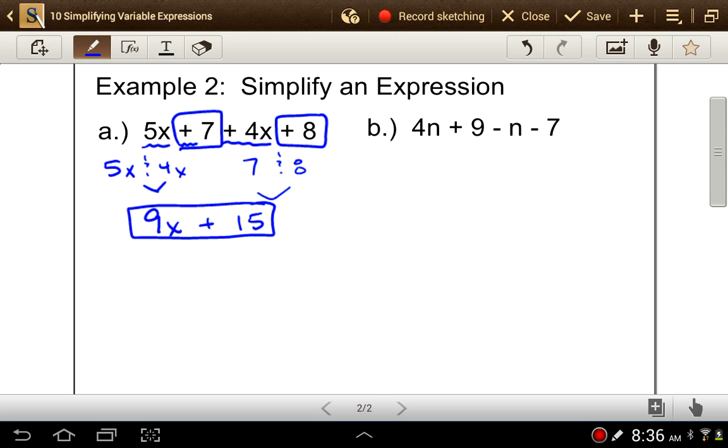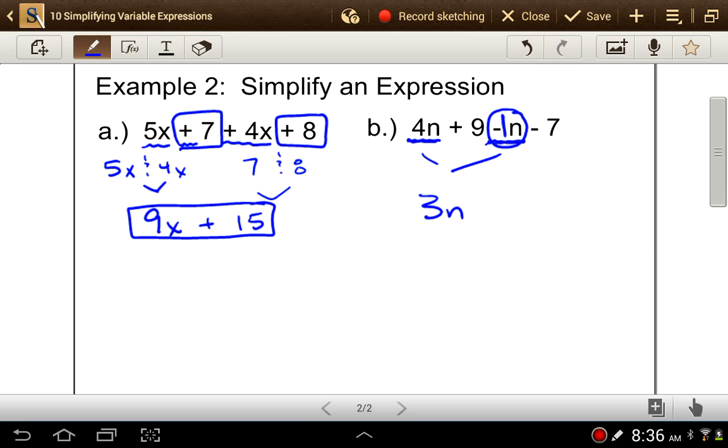Okay, and B. So let's look at our like terms. I have a 4n, and then I'm subtracting an n. Remember, there's a 1 in front of there. If there's no number, that means we only have one of them. That's why we just put the n. 1n and n are the same thing. So if I have 4 n's and I subtract, see how there's that minus sign in front, I subtract an n. If I have 4, I subtract 1, that now leaves me with 3 n's.